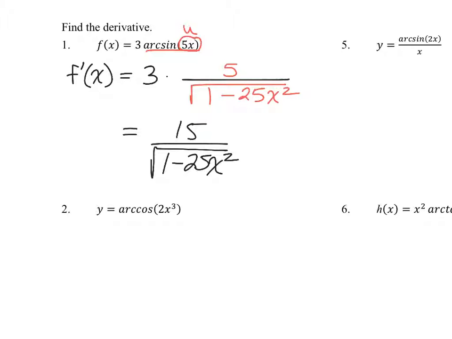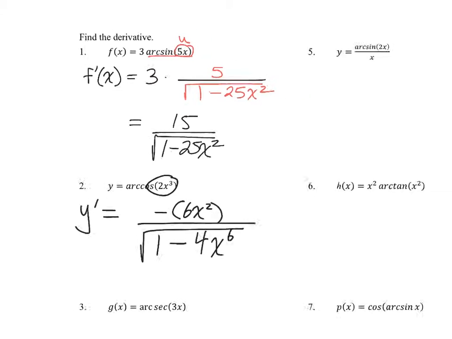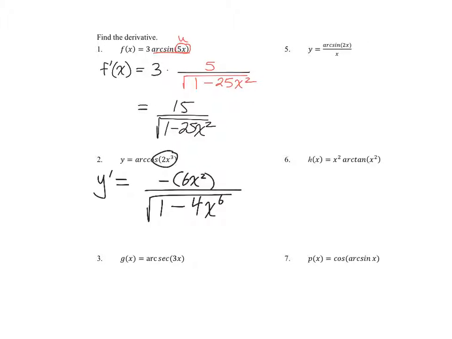No f because it's a y, so I'll write y prime. Arc cosine is the same rule as sine except it's got a negative. So u prime, so it's going to be 6x squared up top, and on the bottom 1 minus that u squared, so 4x to the 6th. All right. The only way to simplify this one would be to just drop the parentheses, which I probably shouldn't have even put in there to begin with. So obviously not something that you would need to worry about.